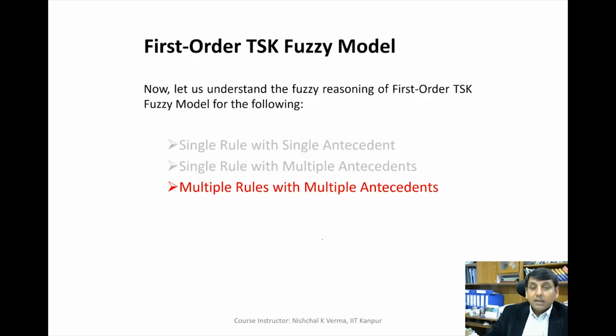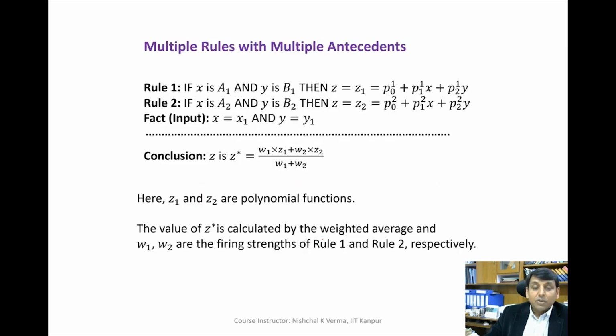Now the third case is multiple rules with multiple antecedents. So let us now take two rules under this case. For simplicity, rule number 1, rule number 2, and both the rules have two antecedents again for the simplicity, and the connective is as I have mentioned.